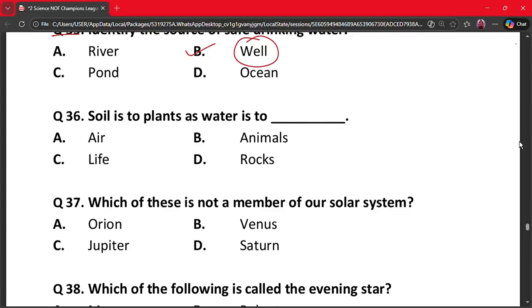The next question is question 36. Soil is to plants as water is to dash. A. Air. B. Animals. C. Life. And D. Rocks. The correct answer is option C. Soil supports plant life just like water supports all living beings. Without water, life cannot exist. So water is to life.